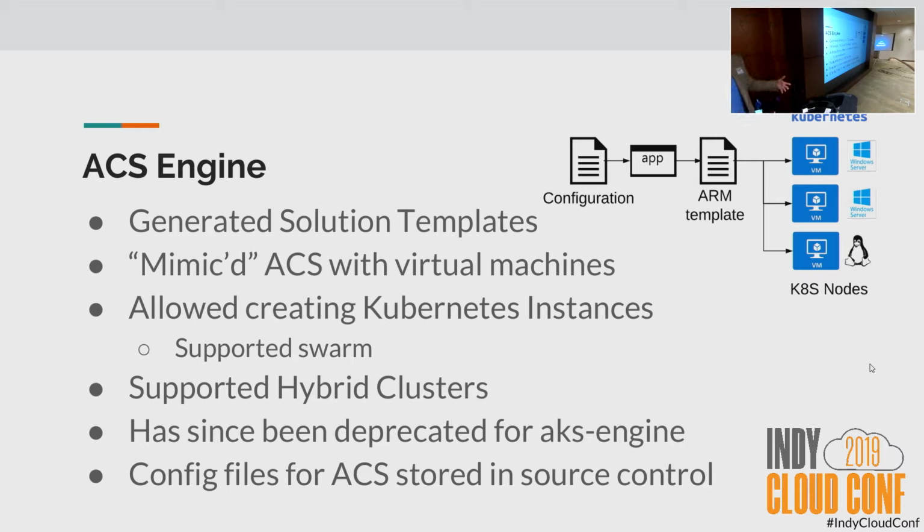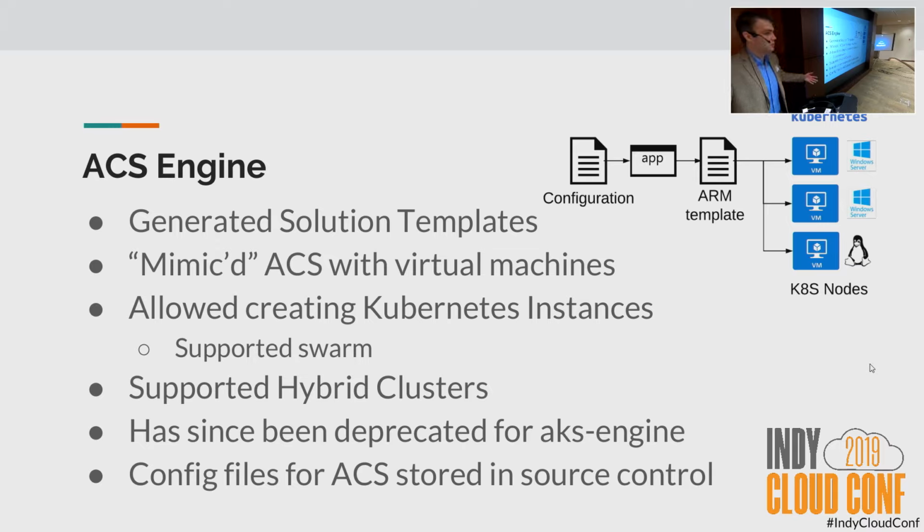ACS Engine essentially created ARM templates which mimicked how ACS works. It would provision virtual machines that would run your cluster. Luckily for us, it allowed creating Kubernetes instances. It also supported Swarm at the time. But the big win was that it supported the hybrid cluster that we needed. We needed our master node to be Linux to run all of the things that Kubernetes needs to run, but we needed the nodes where the application was running to run on Windows Server.